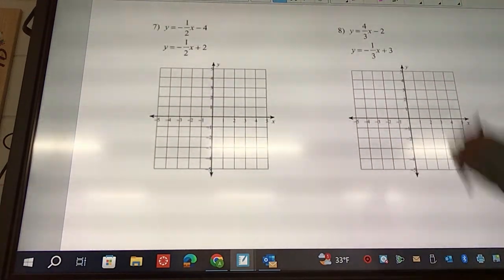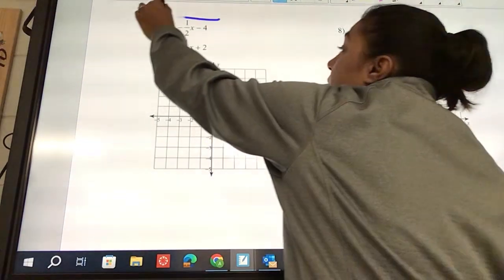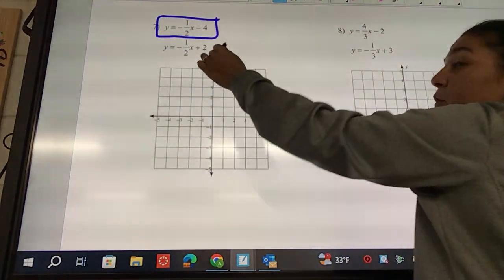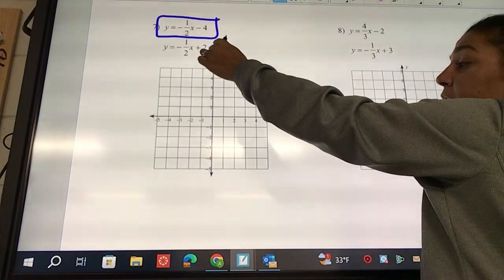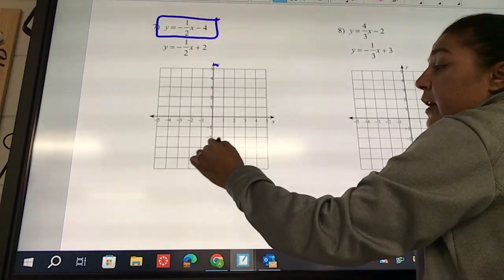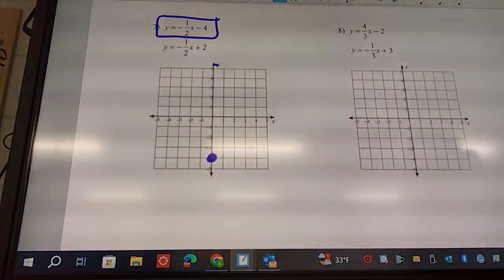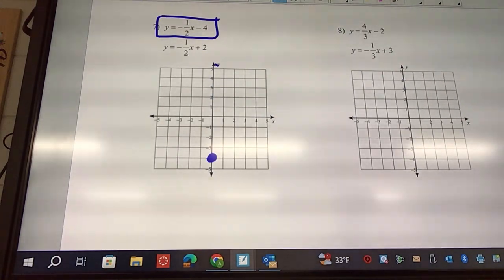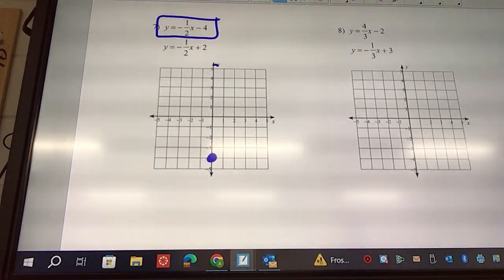Okay, number 7, where does it start? -4. So we're gonna go to the Y line, go all the way down till we're at -4, and we're gonna put a dot. What is my slope?